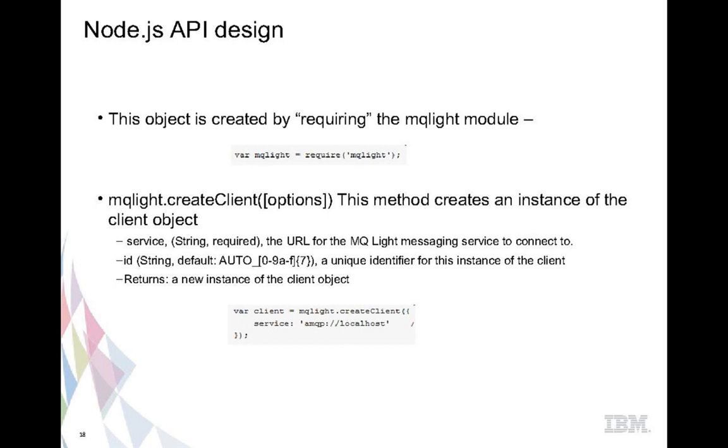Some of the input parameters for this create client instance API call are the service, which is the URI at the point where the MQLite service is running, and then the ID, a unique identifier for this instance of the client. This is useful if you want to come back at a later point of time. That's why the unique client identifier will be useful. And this returns a new instance of the client object.